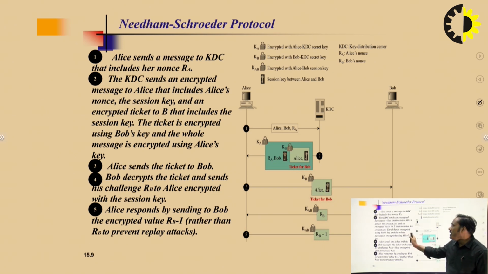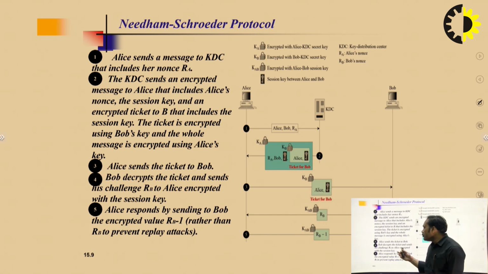So this is very important. The ticket is encrypted using Bob's key, and the whole message is encrypted using Alice's key. So it is a little bit different, but it is more secure for data communication between sender and receiver. Now third, Alice sends the ticket to Bob, and fourth, Bob decrypts the ticket and sends his challenge RB to Alice encrypted with the session key. So they are executing in one by one order.